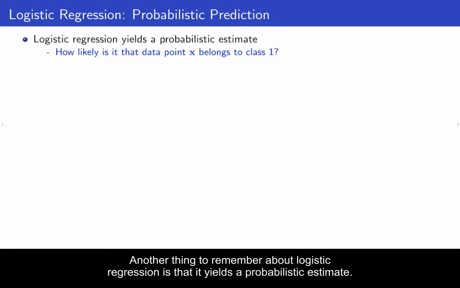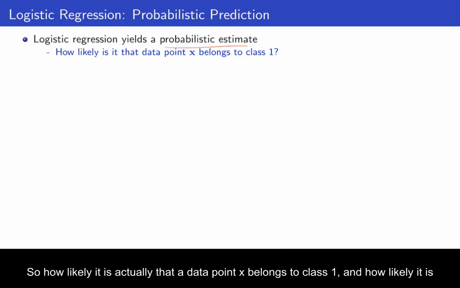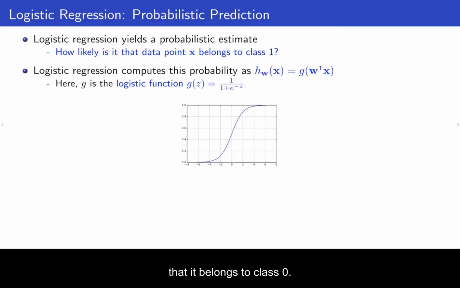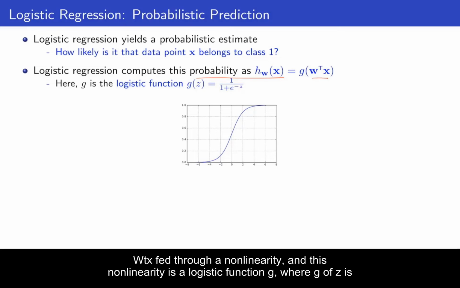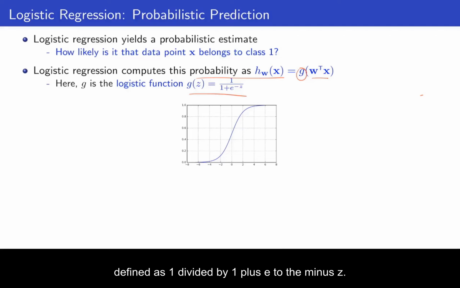Another thing to remember about logistic regression is that it yields a probabilistic estimate. So how likely it is actually that a data point x belongs to class 1 and how likely it is that it belongs to class 0. It does this by directly computing this probability as h sub w of x equals, well, this linear function w transpose x fed through a nonlinearity, and this nonlinearity is a logistic function g, where g of z is defined as 1 divided by 1 plus e to the minus z. And this logistic function is depicted here.